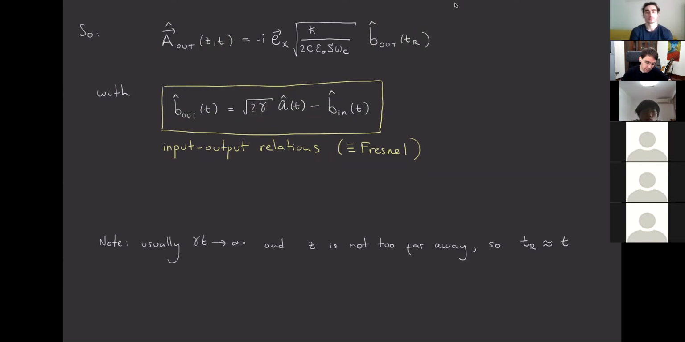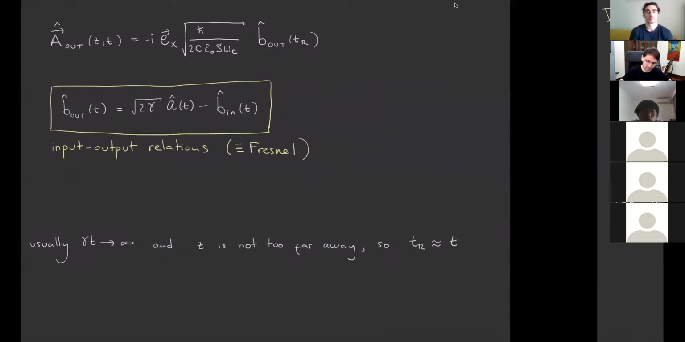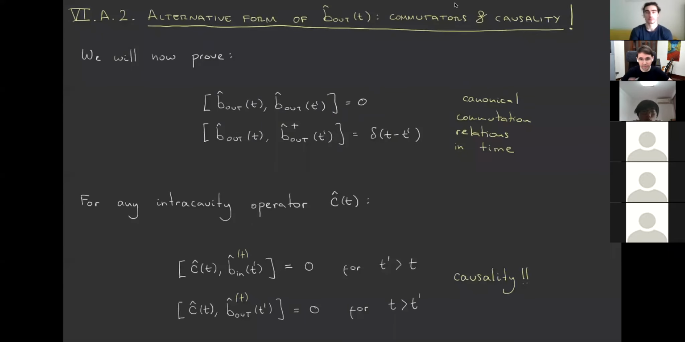An important thing is that this is actually an annihilation operator because it satisfies canonical commutation relations, but now in time, just like the input operator. So this output operator satisfies canonical commutation relations in time.